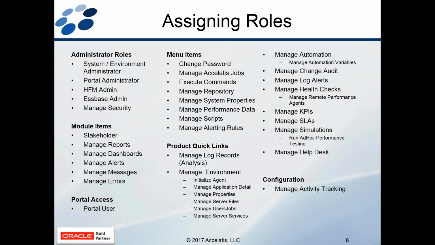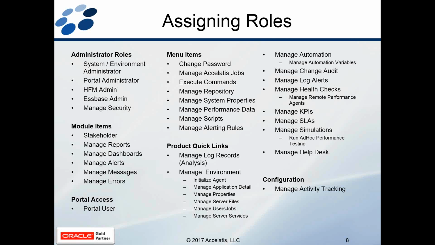The menu items in the center column are going across the top of the client UI, and these are the things that stay there, where again you can give somebody access to those things: change password, manage the Accelatis jobs, which would be to view the jobs, execute commands, manage repository system properties. These are all things, and I'll show them to you in a second, that you can do from the menu at the top. And then we have the top section of the UI, which is the product quick links. And again, in order, these are all of the roles that pertain to those things.